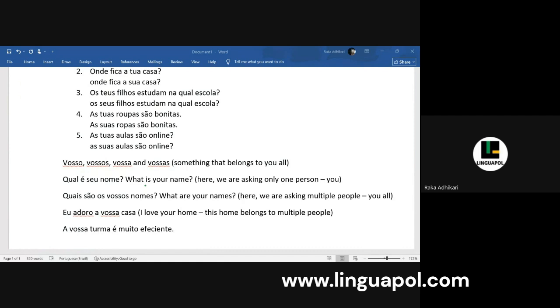But why are we saying vossa? Why are we simply not saying sua? Because this batch is not of one person. This batch is of multiple people, and we are referring to multiple people here. So the batch of you all, that is what it means exactly. The batch of you all is very efficient. So your batch is very efficient. But here, your is referred to for multiple people, more than one person.